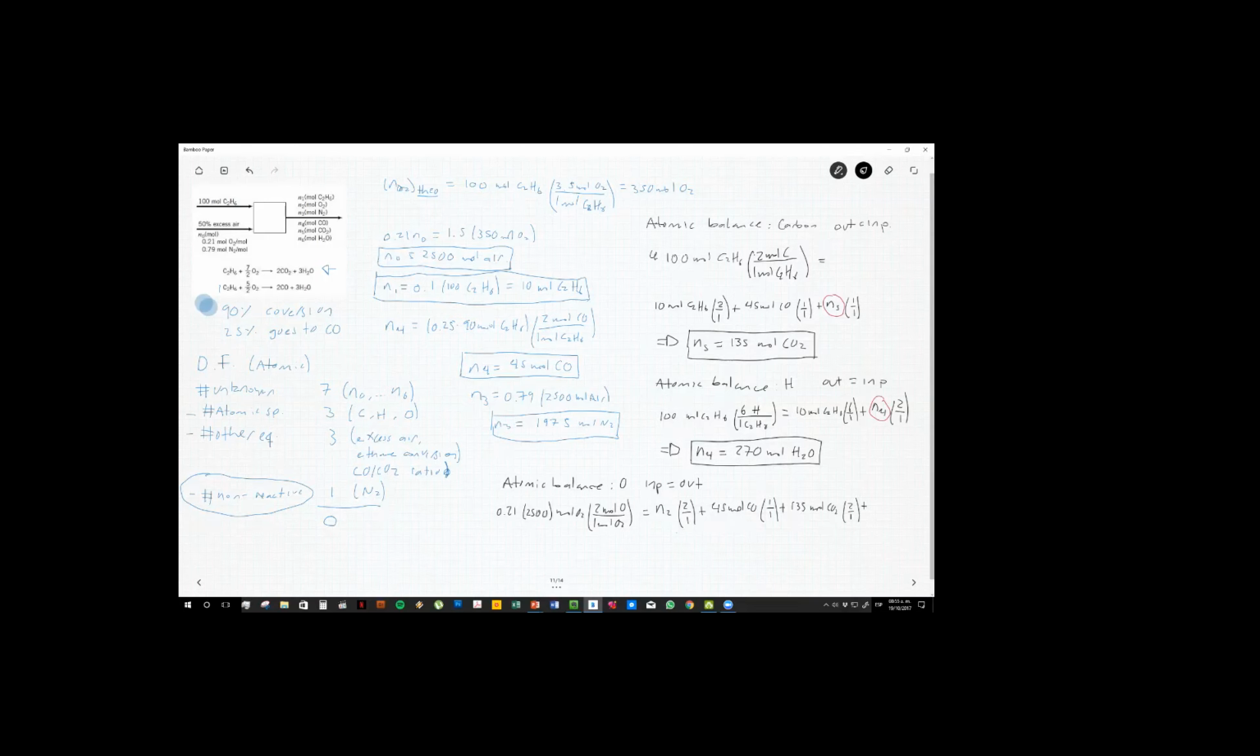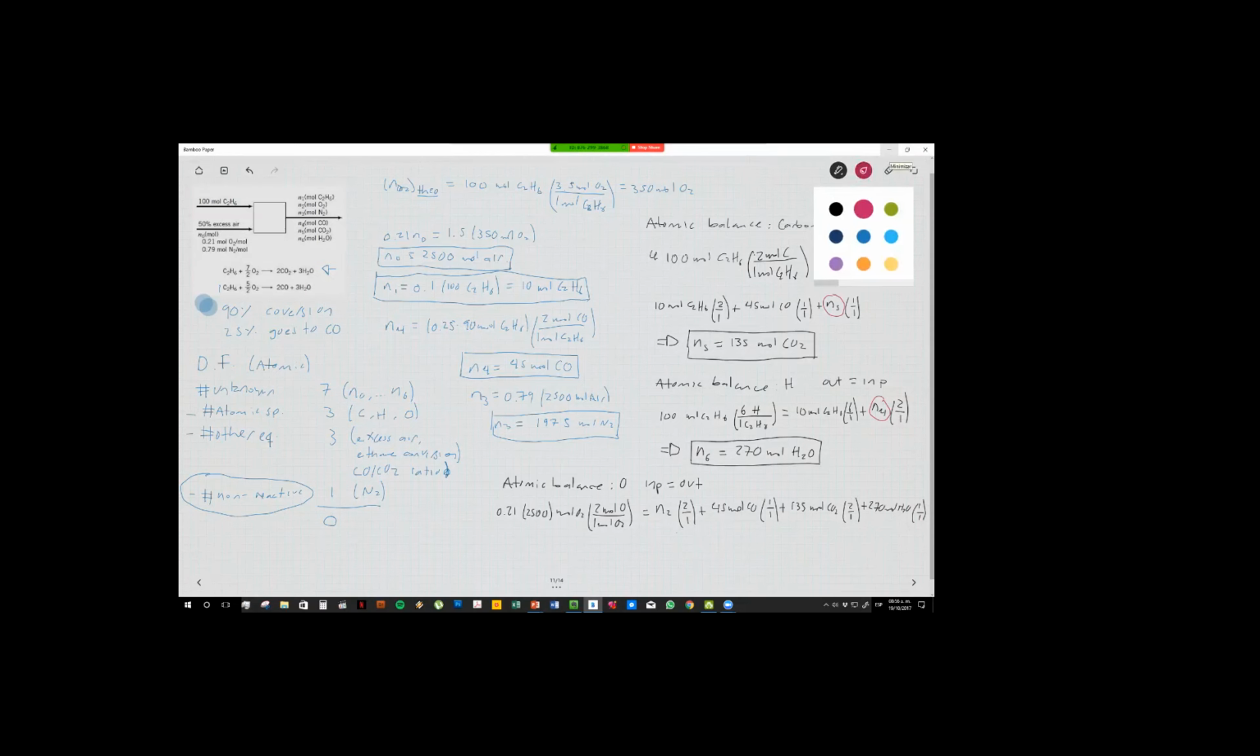Yeah, here I have a mistake in the writing. I wrote it down N4 and it's N6. Sorry. So N6 is the water, and we have 270 moles of H2O, and each mole of H2O has 1 atom of oxygen. And that's it, right?